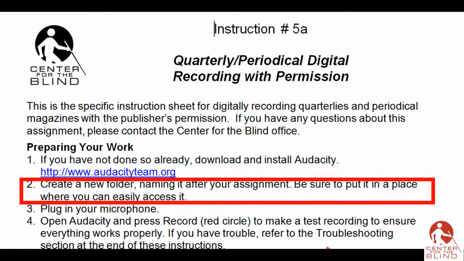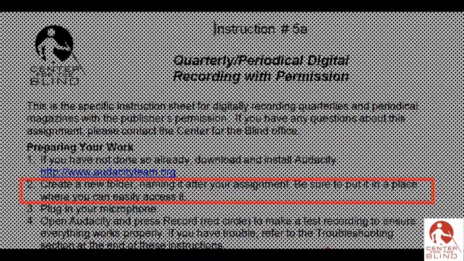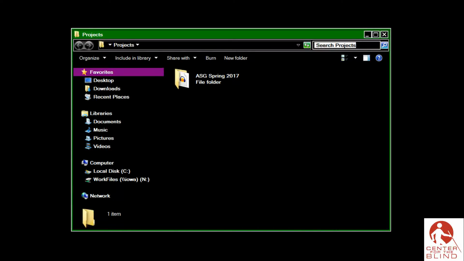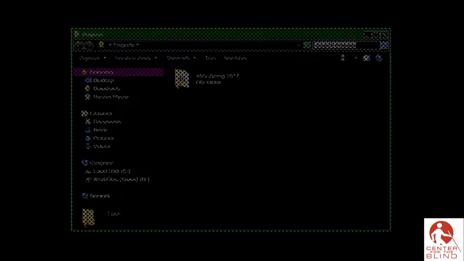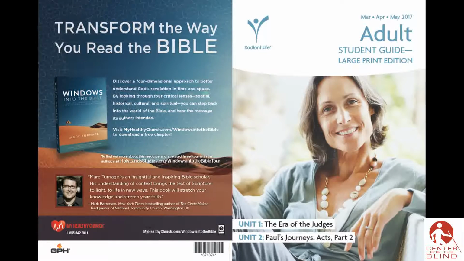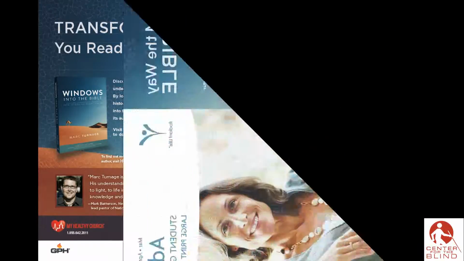Next, you'll need to create a new folder, naming it after your assignment. Be sure to put it in a place where you can access it easily. As you can see, I've created a folder here on my desktop called Projects. Inside it, I created a folder named after the Adult Student Guide for the spring quarter of 2017. That's what we'll be using as an example in this tutorial. Next, you'll need to plug in your microphone and open Audacity.